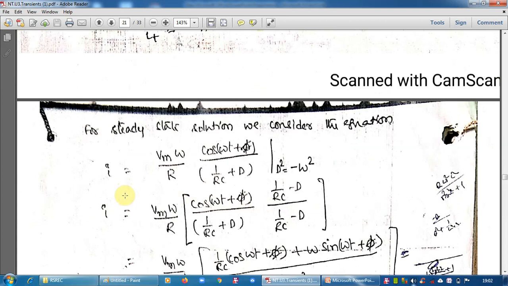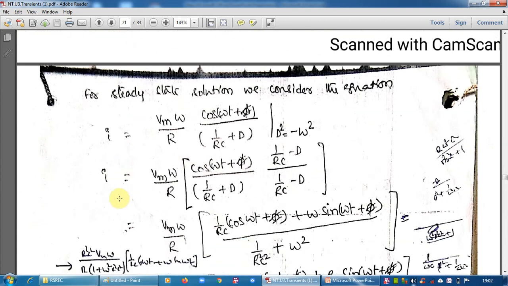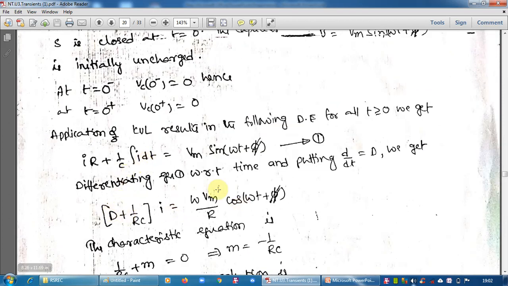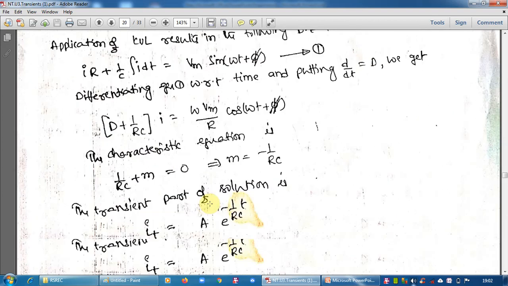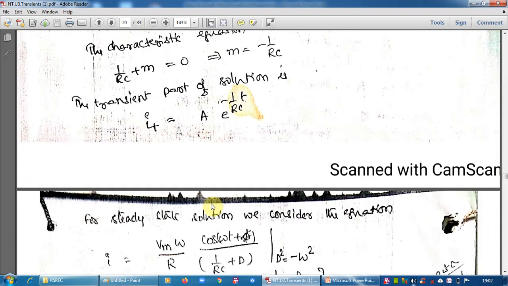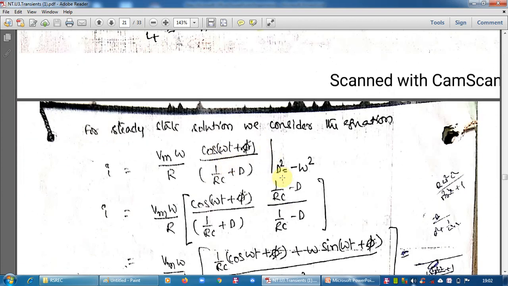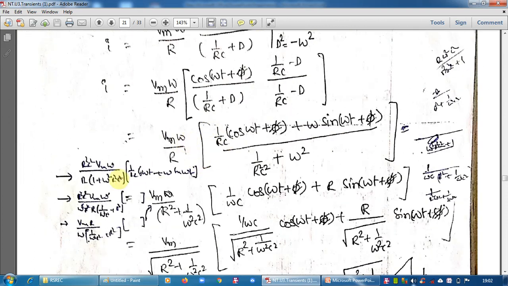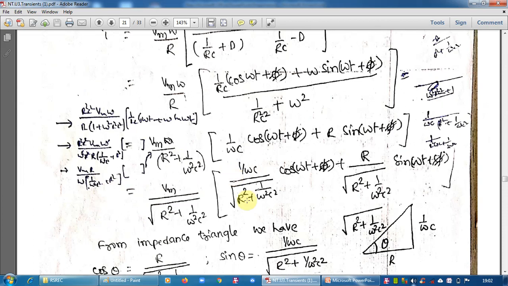Next, it has a steady state response also. To determine the steady state response, we expressed I from this equation. This is that equation for I. And in that we substitute d square equal to minus omega square. After substituting and simplifying, it is clearly given here. Just taking common like this, you see here it is clearly given.